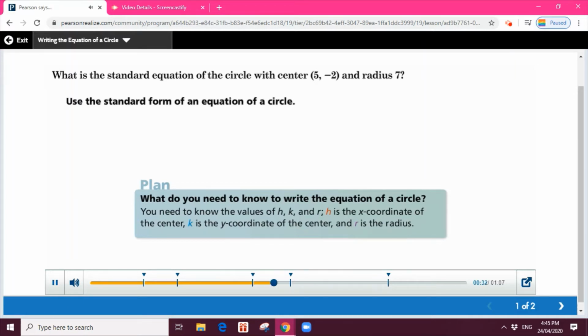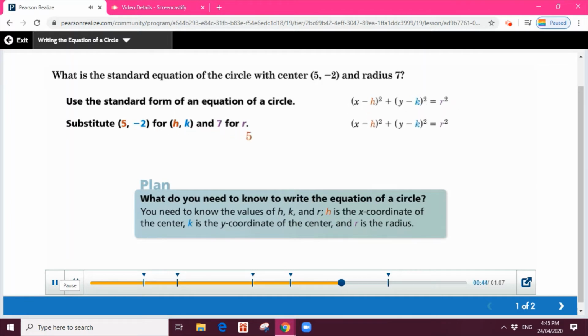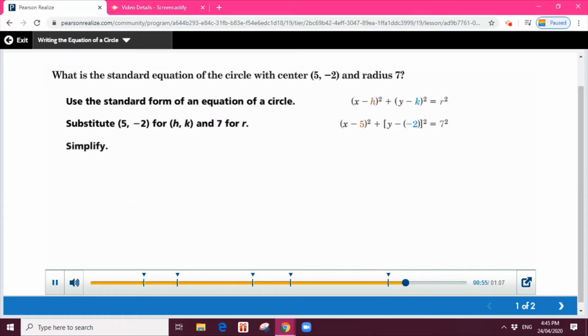Use the standard form of an equation of a circle. Substitute 5, -2 for h, k and 7 for r. Now simplify.